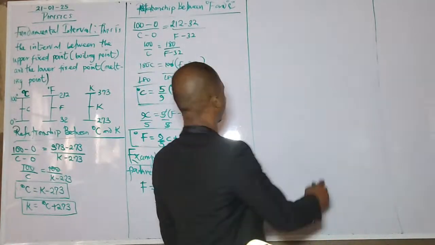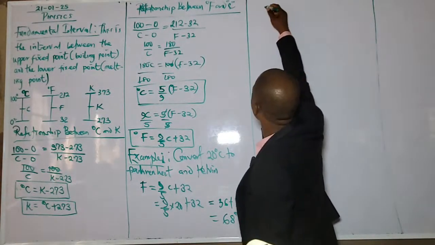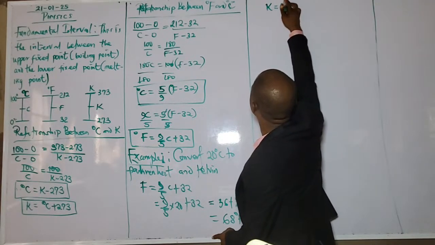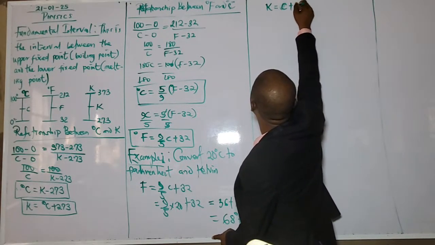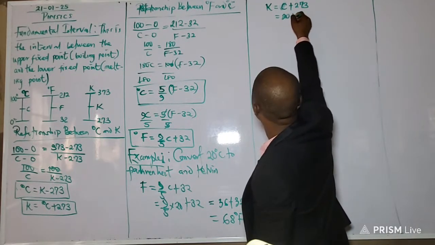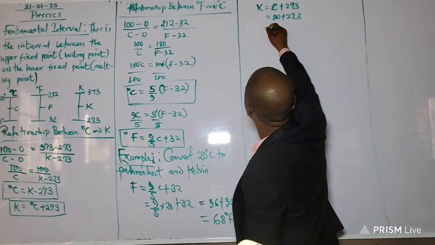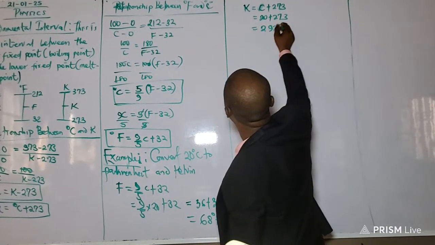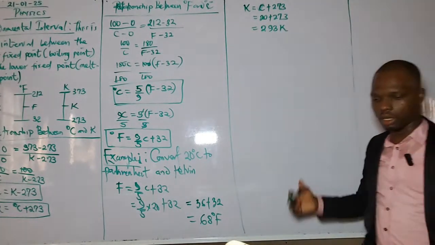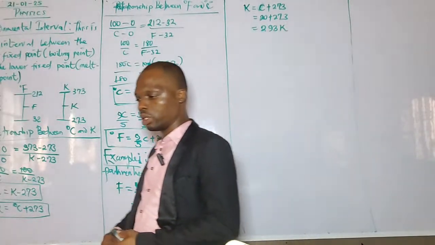Are we following? So to convert to Kelvin, we just use C plus what? 273. And that gives us 20 plus 273, which will give us 293 Kelvin. Note, there is no degree Kelvin. It is Kelvin, just Kelvin.